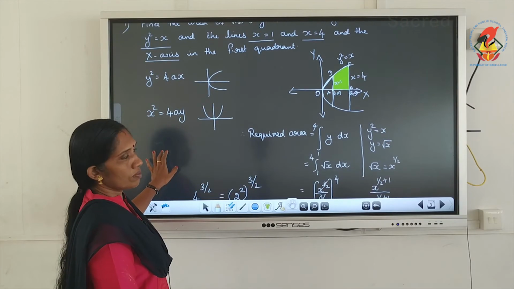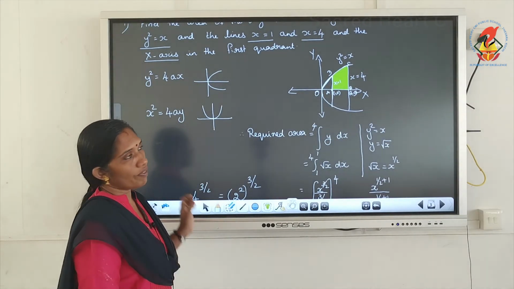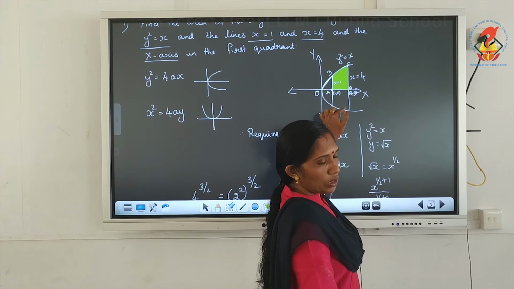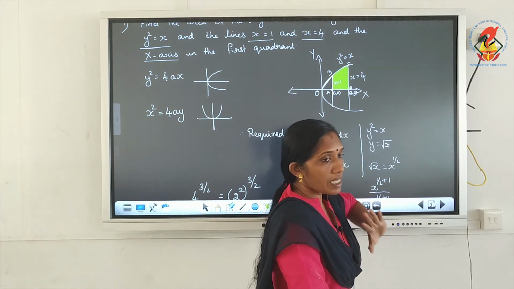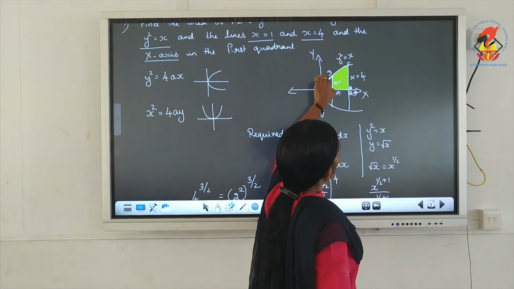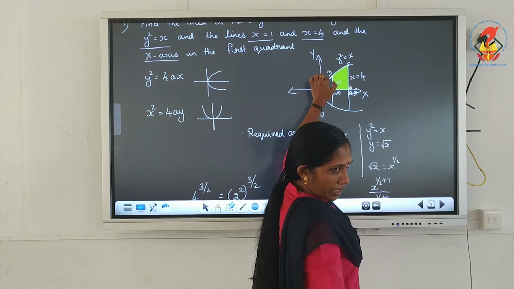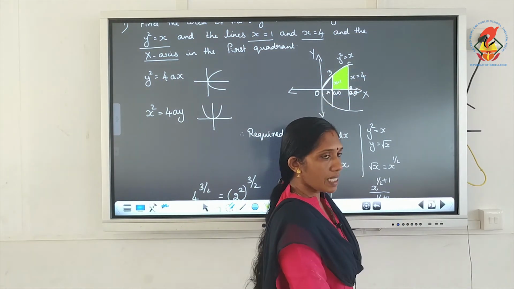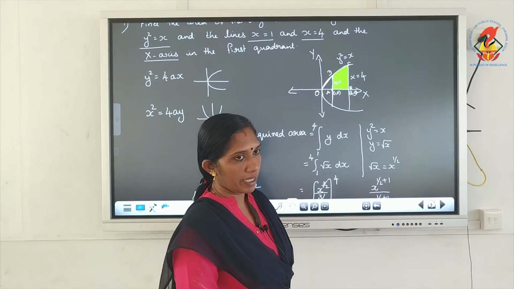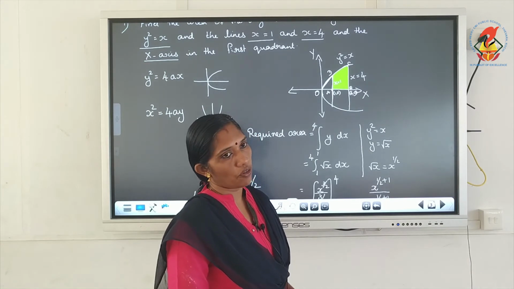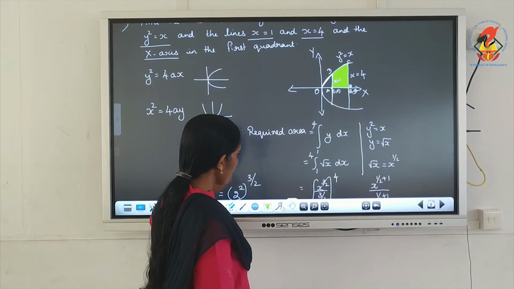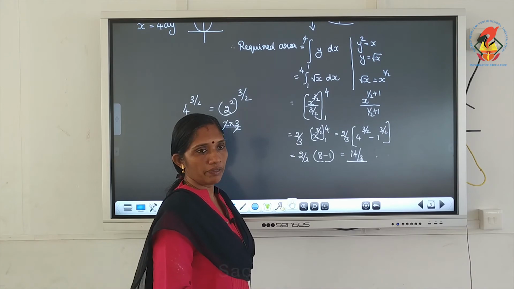Clear? So first you have to draw the figure. Then whatever is given in the question, here the curve is a parabola, then x is equal to 1, x is equal to 4, the x-axis and the first quadrant. So you have to take the upper region only, bounded on one side by the curve, the other sides by 2 lines, and the fourth one is the x-axis. So required area is integral 1 to 4, area under the curve y dx. Then write y in terms of x, then integrate and give upper and lower limits. So we get the answer 14 by 3.